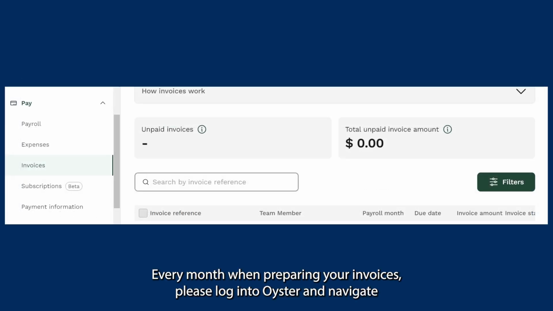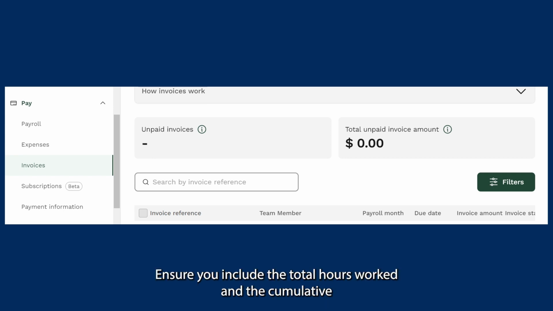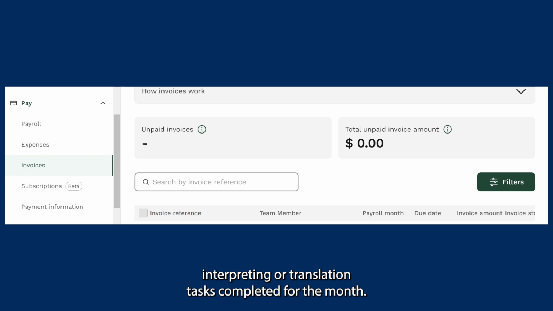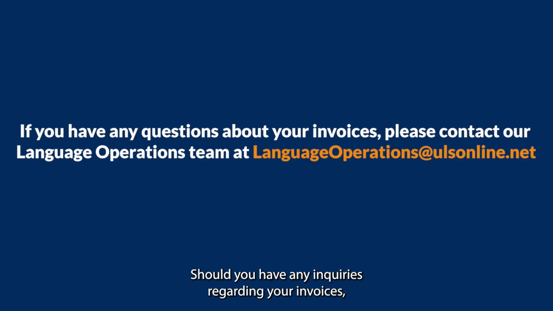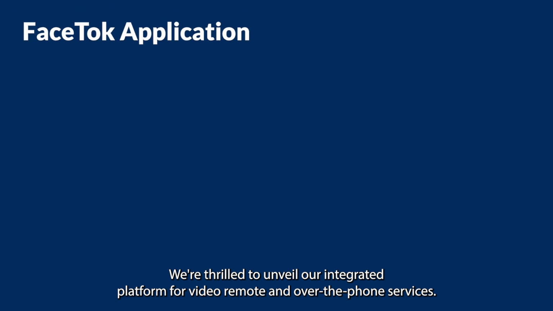Every month, when preparing your invoices, please log into Oyster and navigate to the Invoice section. Ensure you include the total hours worked and the cumulative interpreting or translation tasks completed for the month. Should you have any inquiries regarding your invoices, reach out to our language operations team at languageoperations@ulsonline.net.